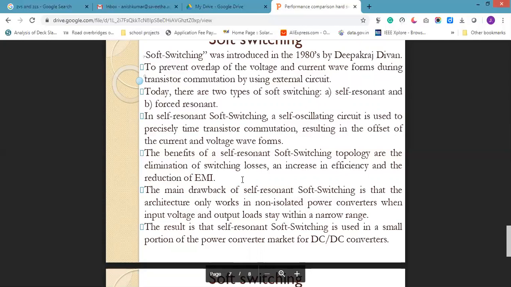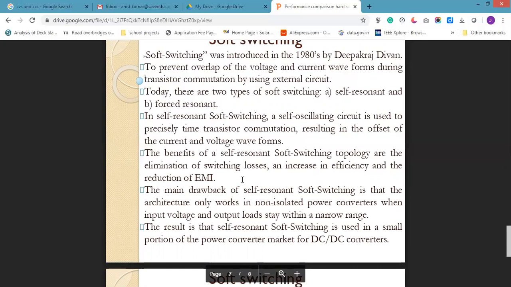There are two types of soft switching: one is self-resonant, another is called force resonant. In power electronics, we have studied various types of commutation techniques, class A to class F. Class F is called natural commutation. Class A to class E are called force commutation. In force commutation, there are two types here, self-resonant and force resonant.